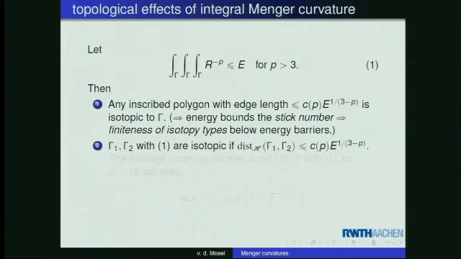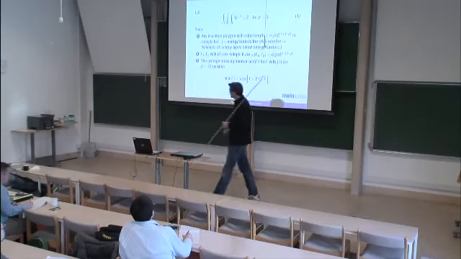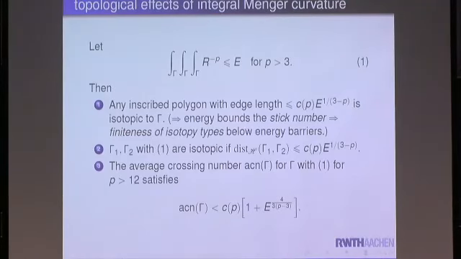But if you have finite energy curves, gamma 1 and gamma 2, both satisfying this result, then this measure of sets is enough to say that these curves are automatically isotopic if this set distance is less or equal than that particular number. And the third result is a bound on the so-called average crossing number. So the average crossing number is something in the following way.